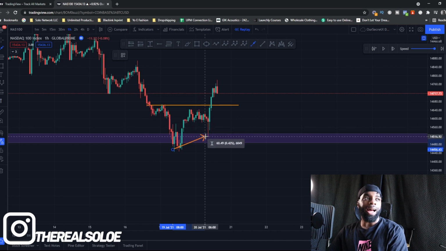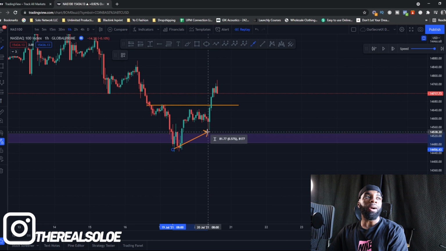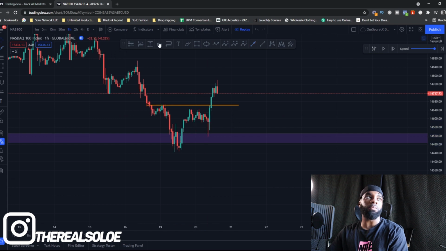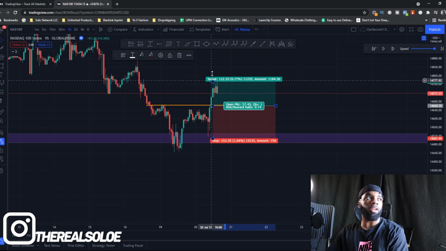But what happened right here is, look, we had sellers coming in. Sellers came in at this area of support. And then what happened next is we have buyers coming in with a beautiful engulfing candle. This right here is telling me clearly that I'm taking this market. I'm going to ride this all the way up.